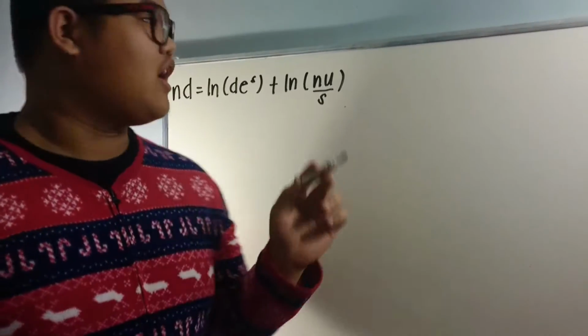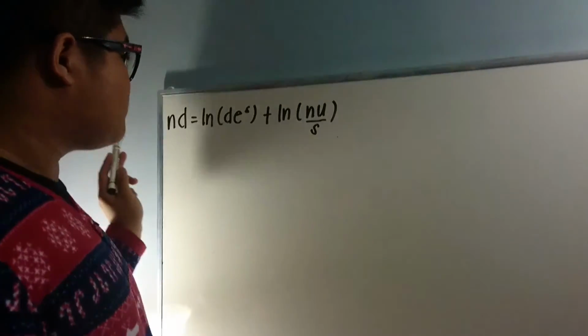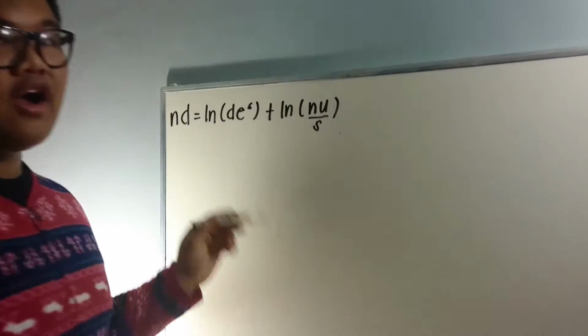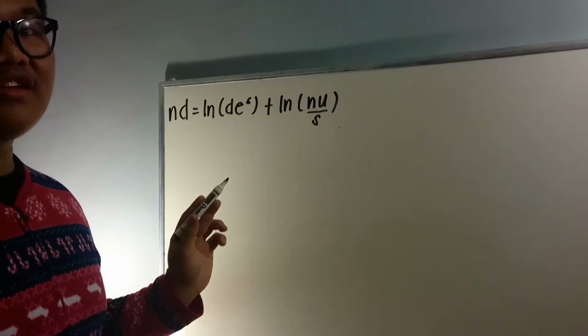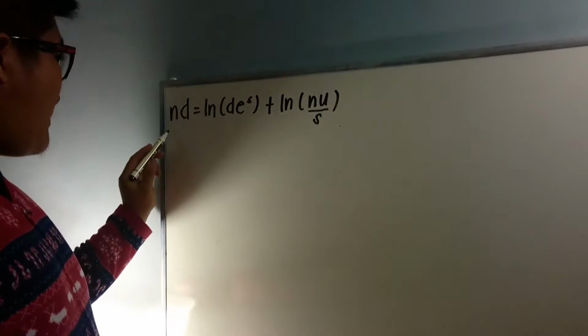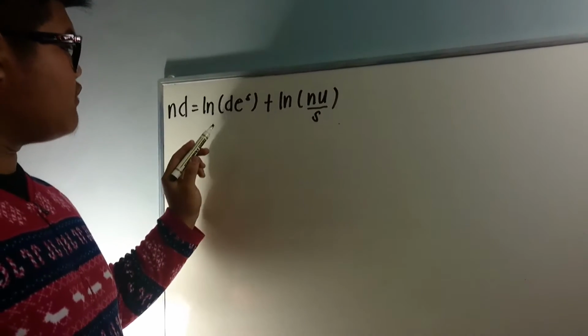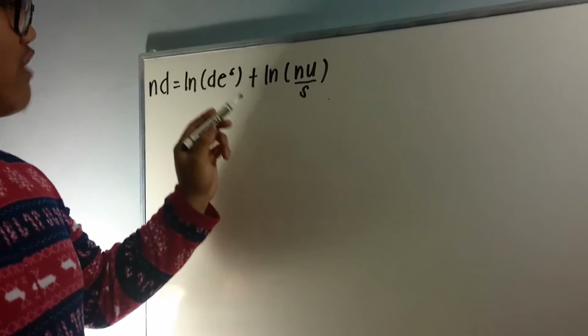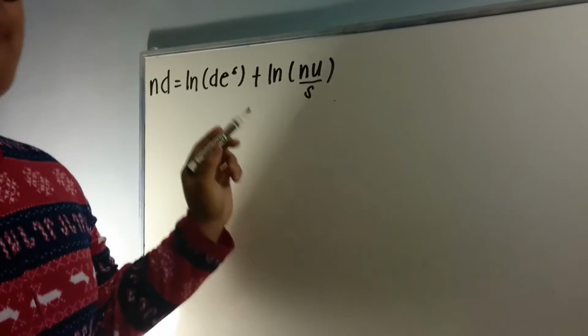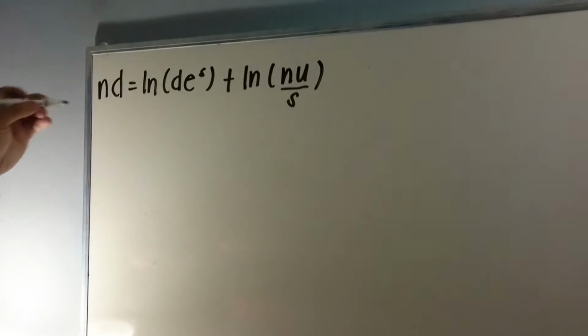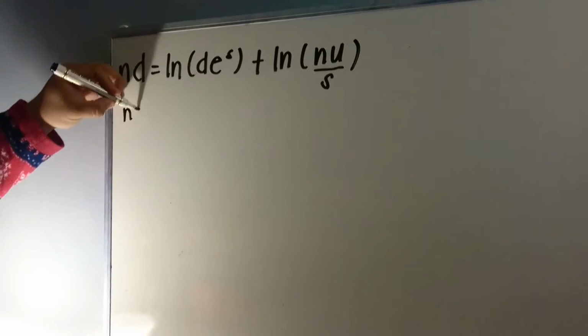And today, as my present for you guys, I'm going to teach you how to simplify natural logs. So let's start with this equation: nd equals ln of d e to the s power plus ln of n u divided by s. Okay, so let's start. First I'm going to drop off this nd over here.